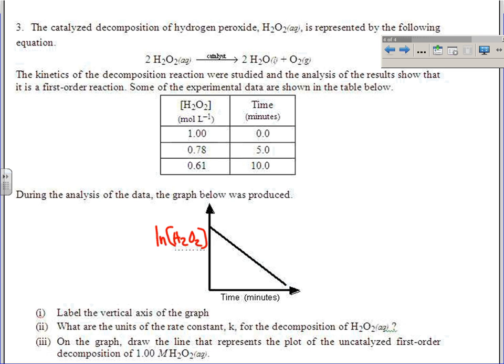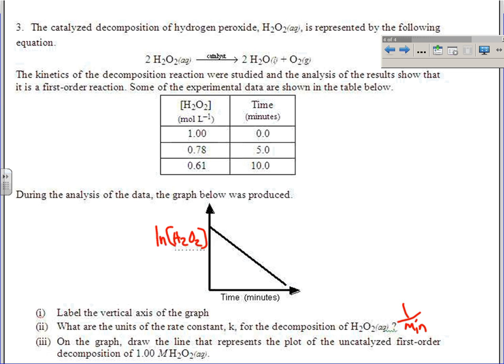Second question, what are the units of the rate constant? We just looked at this. Remember, units are related to the order. If the overall order is first order, then that means my units have to be inverse time. So my value for k, inverse, and notice my time units are minutes. So I know it's going to be inverse minutes. So 1/minutes would be my units for the value of k.